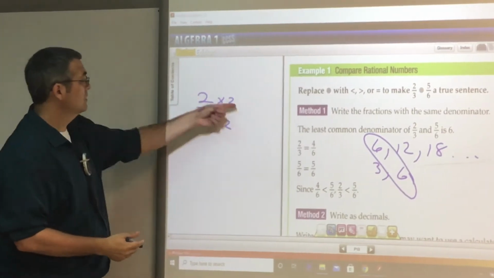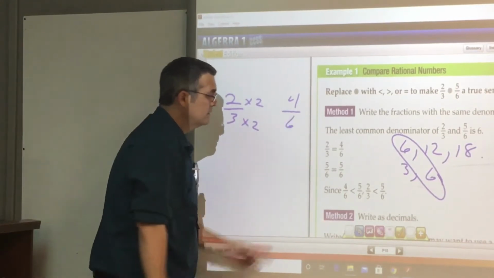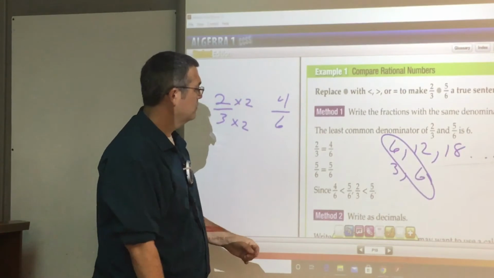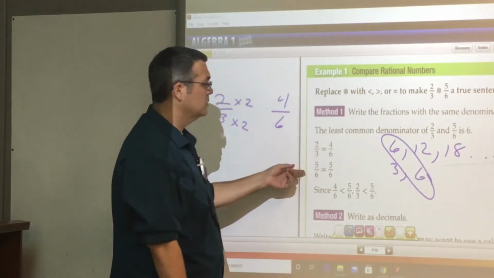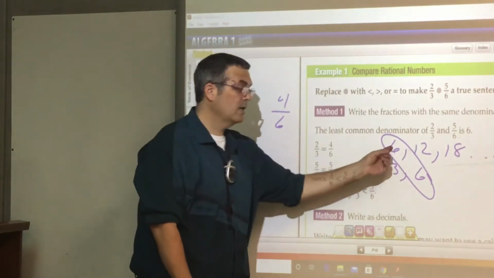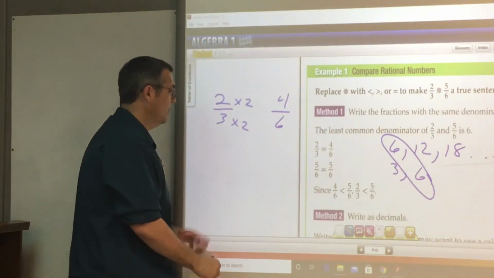Okay, so 2 times 2 is 4. 3 times 2 is 6. That's how they got this 4/6 right here. Now what they did was they said, well, I don't really do anything to 5/6, because it's already got a denominator of 6, so I don't have to touch it. And then they came in here and they compared it.